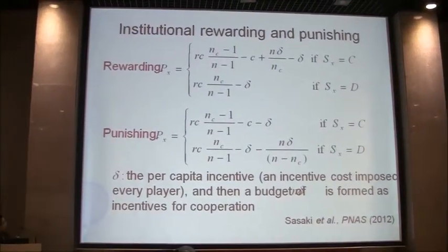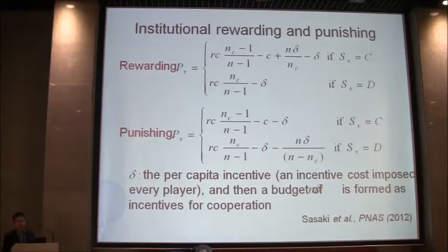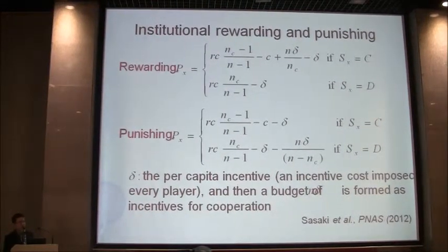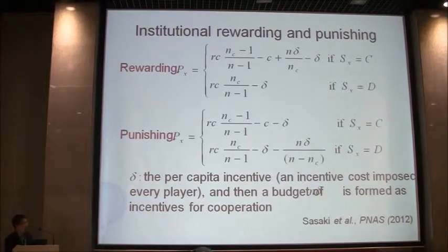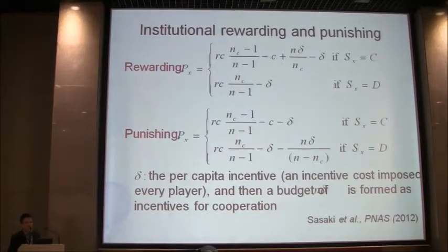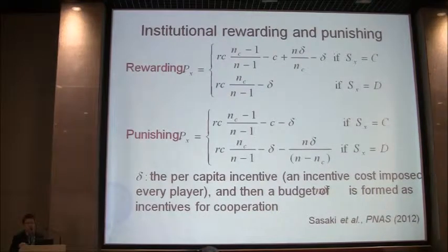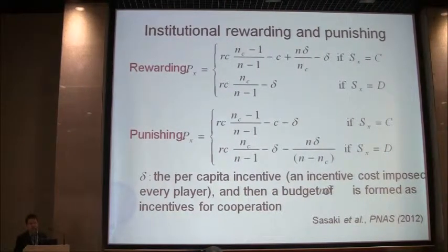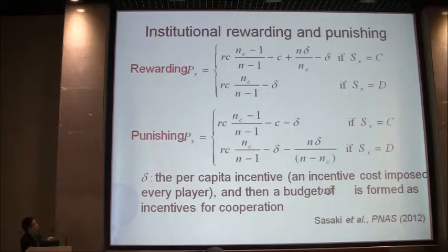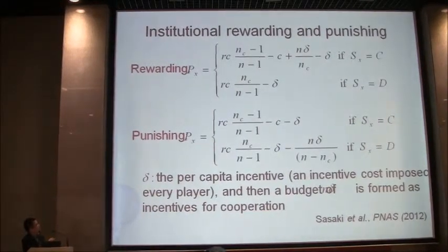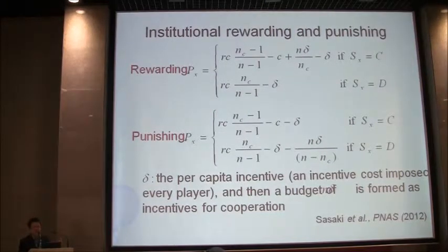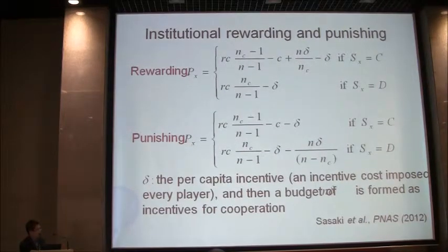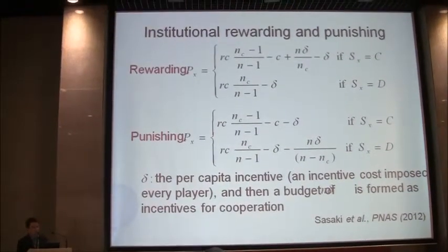Okay. Yeah. So we assume that this reward is working only for a group of players, and we assume that this delta is an incentive cost imposed on each player, working just like a tax. So each player should pay a tax of delta, and the number of group members is n. So the total budget is n delta. This is the basic assumption in Xiaojie's work.